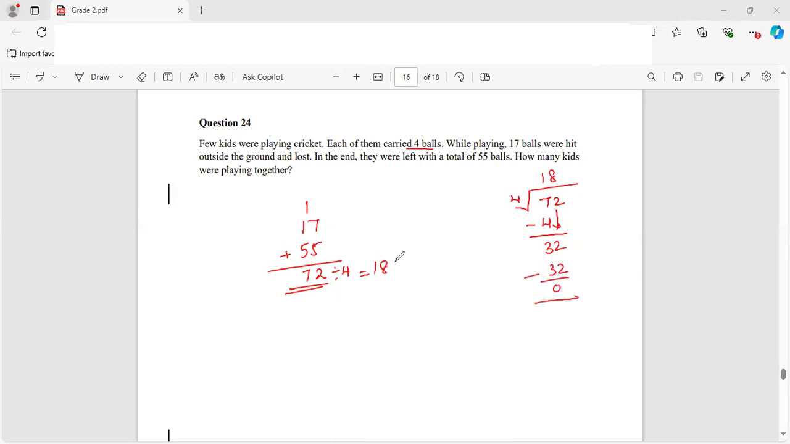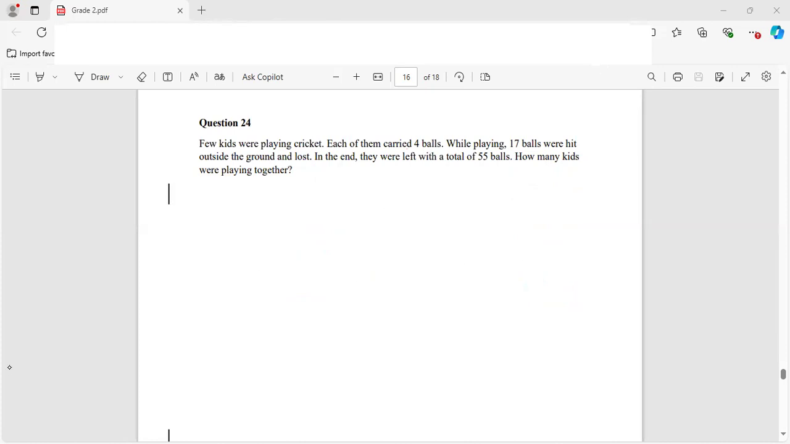So it is 18. So how many kids were playing? 18 kids were playing and each of them got 4 balls. And that's how the balls were used. So the answer was 18. Last question.